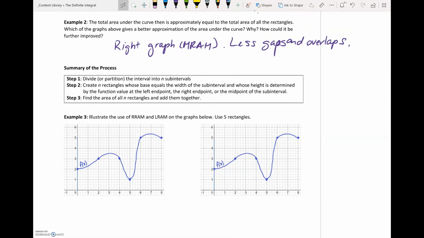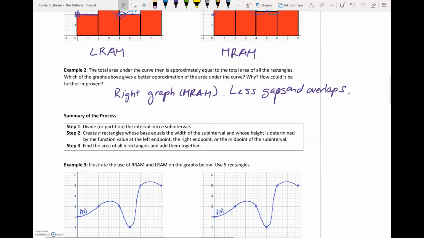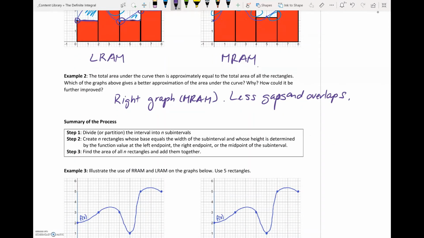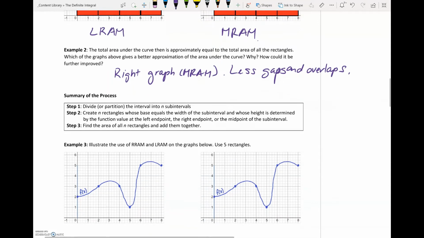So in summary, the first step is to divide or partition the interval into subintervals. For example, these have 4 subintervals because we have 4 rectangles. Then we want to create n rectangles whose base is equal to the width of the subinterval and whose height is determined by the function value at the left point, the right point, or the midpoint. Then we find the area of each and add them together.